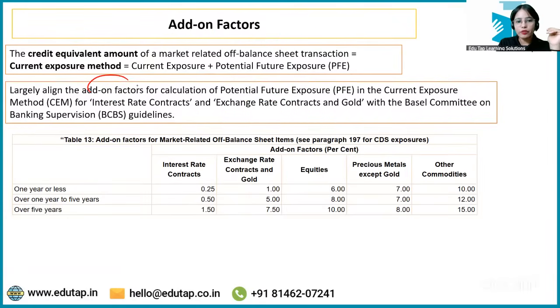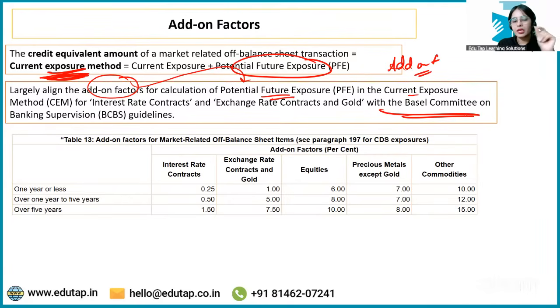So basically, for the calculation of potential future exposure in the current exposure method, we are taking the add-on factors. This is according to the Basel Committee on Banking Supervision guidelines, the global standard setter for the regulations of banks all over the world. Add-on factors are basically these values that have been given.